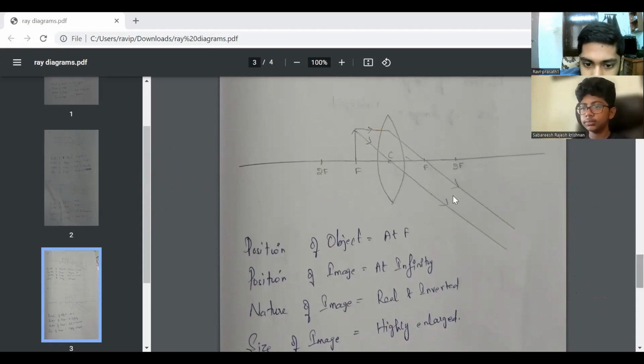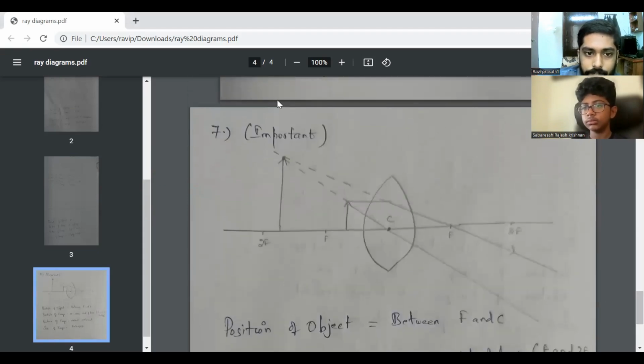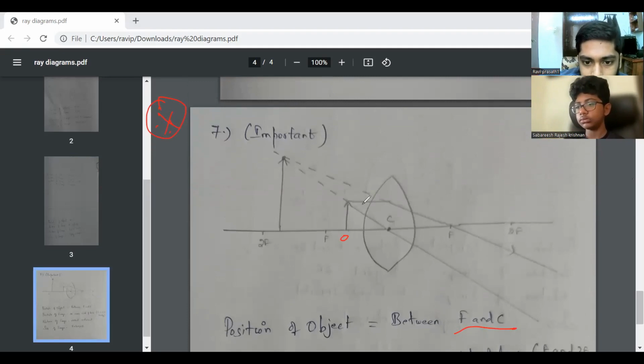So moving to the next one. This is a very, very important question you need to consider, because many times this type of question got repeated. The other questions hardly came in either MCQ or theory, but this question came maximum times in your theory paper. Here, this is your object. The object is between focus and optical center. Here we are using law 1 and law 3, because we cannot use law 2, as it is behind focus.